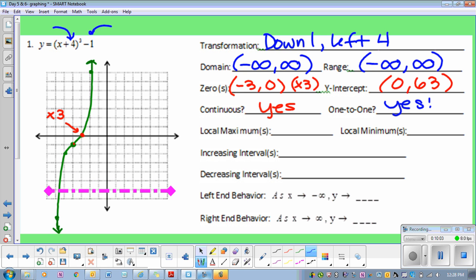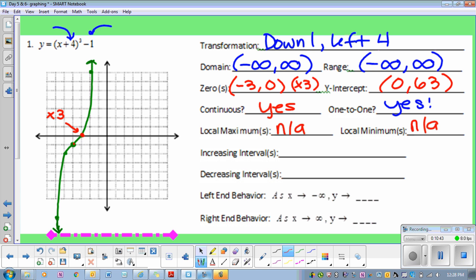Okay, so local maximum and the local minimum. This one is for both of them. It doesn't have a local max or a local min. There isn't an increase and a decrease, or a decrease and an increase. There's none of that. This one is going to be like the cube. The cubic functions are either increasing the whole way or decreasing the whole way.